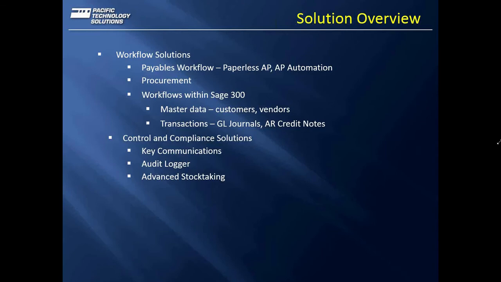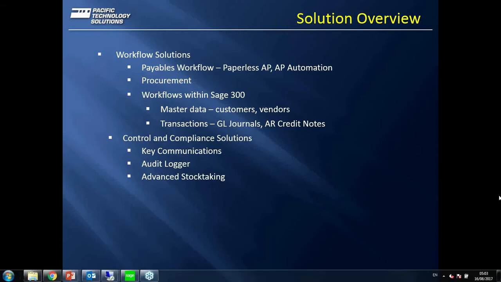One of them is master data, where you have workflows on your customers and your vendors, for example. So you can have a workflow when someone adds a new vendor that can go to the finance manager for an approval, or if someone changes key vendor fields, then that can also go for an approval. And also on transactions, you can have workflows on some of your main transactions like general ledger journals and AR credit notes.